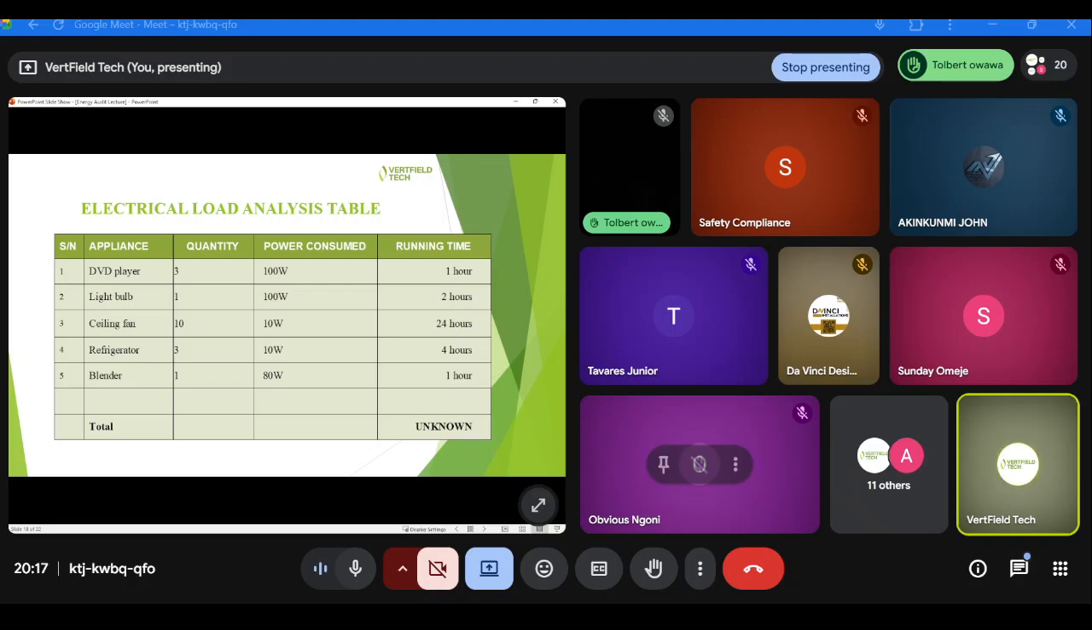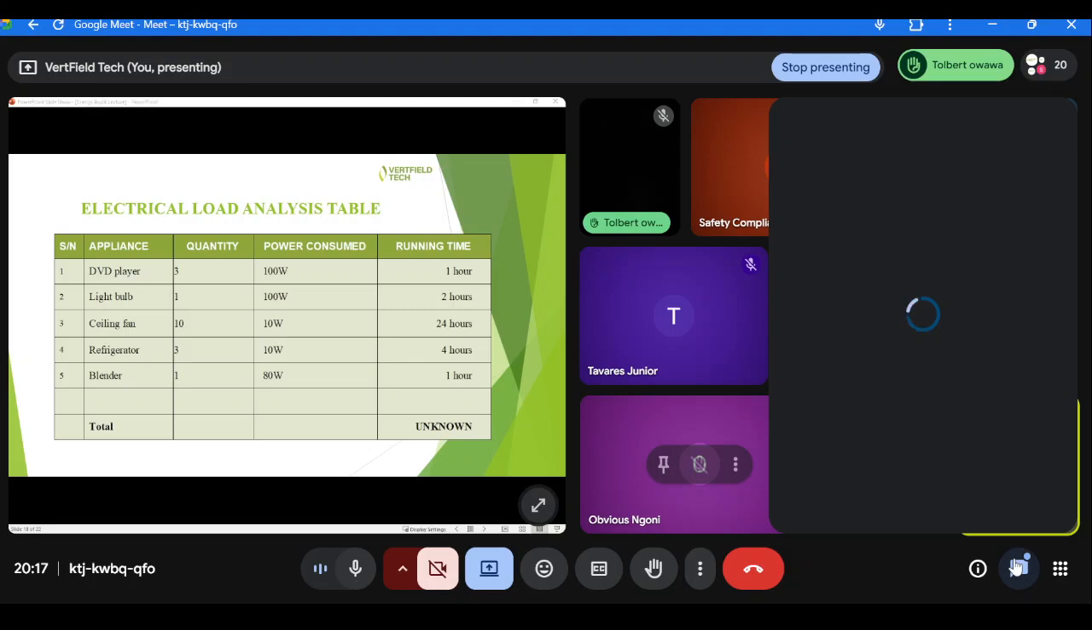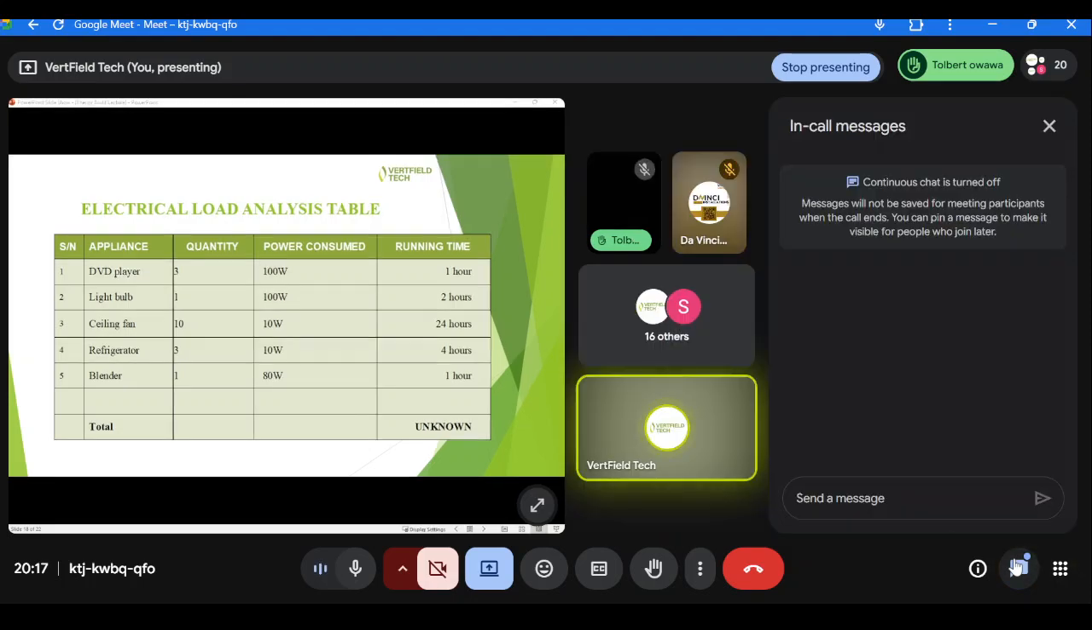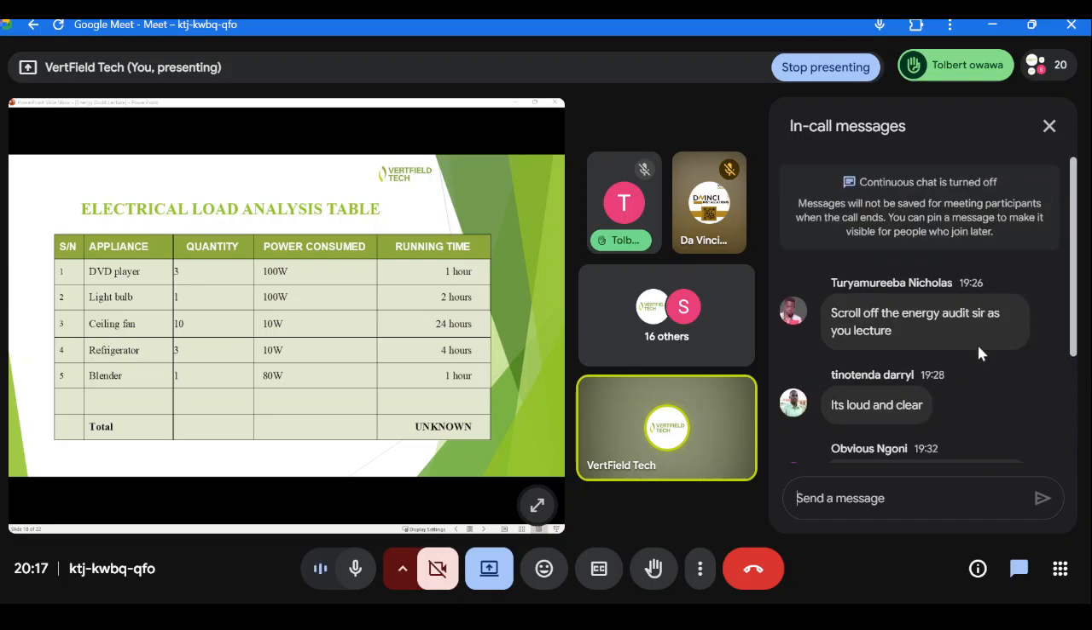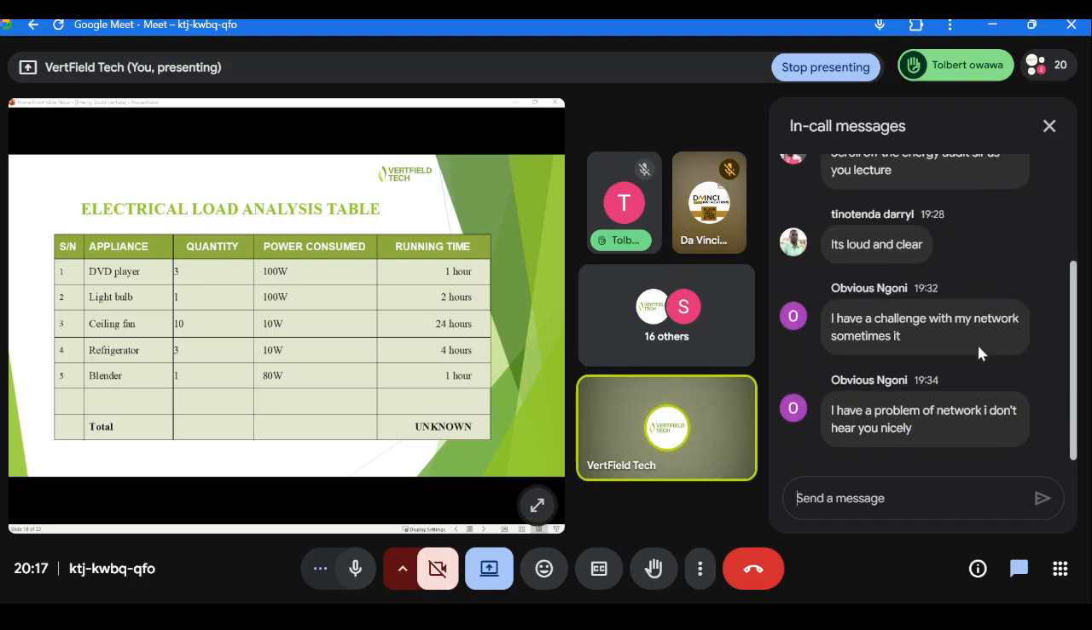Okay, let's check the chat box. So sorry about that. Let's check the chat box. Is it coming up? I don't know. All right, so okay, Mr. Obvious is saying he's having a network challenge. So for those of you who are having network challenges, you don't really have any issues, okay?